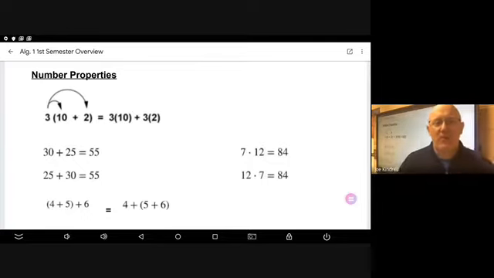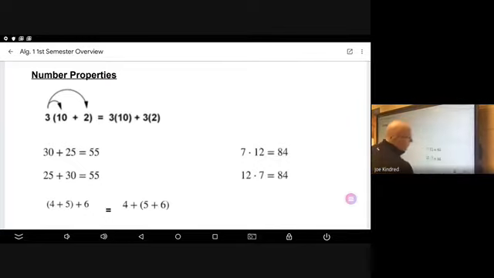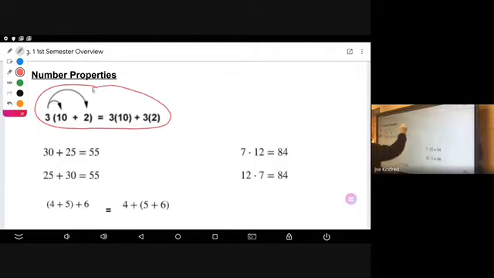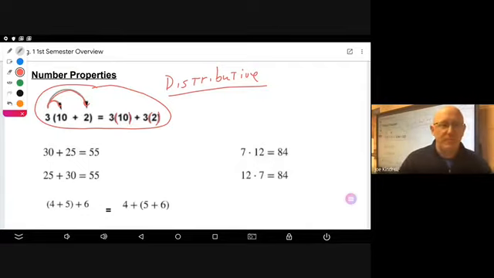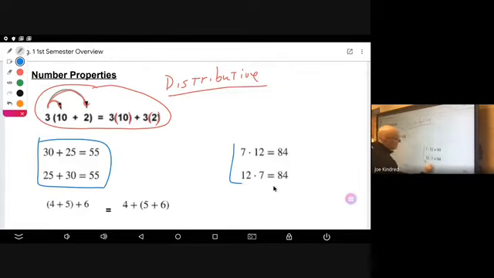Number properties. So we also talked about number properties in the first semester. There were three main number properties: the distributive property, the associative property, and the commutative property. And the first example that I'm going to show you, if you recall, this represents, yep, you got it, the distributive property. We use it all the time. You're actually distributing the 3n here and here, and you're multiplying. You see that multiplication done here and here. And so that's called the distributive property.